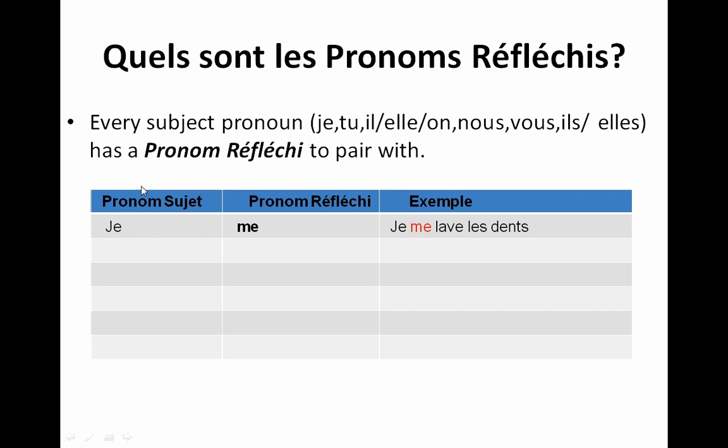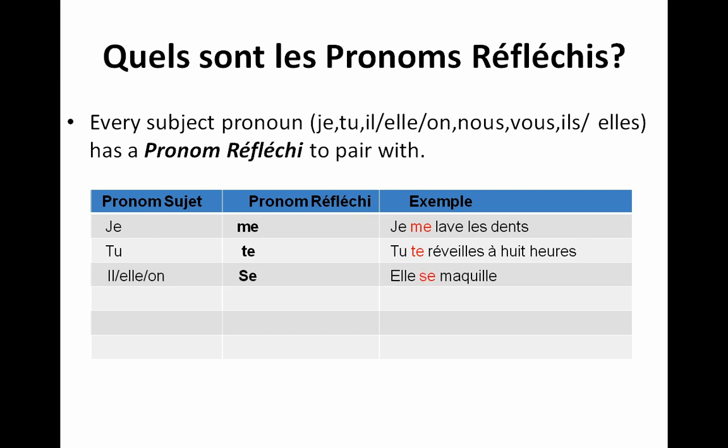Let's see what happens with tu. Tu, pronom sujet, pronom réfléchi will be te, and the example will be tu te réveilles à 8 heures. The sentence means you wake yourself up, or you wake up at 8 o'clock. Okay, so tu te, je me. These are the first two.